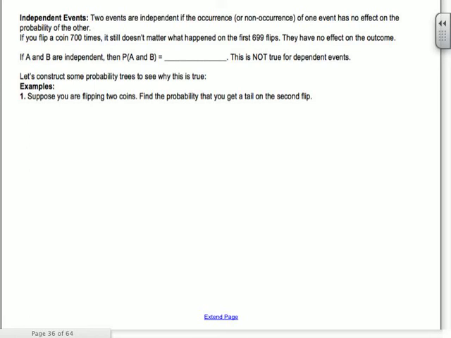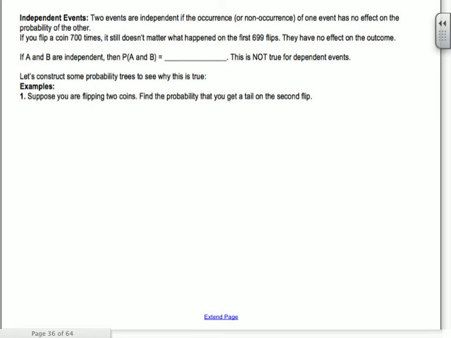Independent means no effect on the next outcome. So even if you flip a coin 700 times, it does not matter what happened on the first 699 flips. This is very strange for people, because even if a coin randomly landed on heads 699 times in a row, it still has no effect on the outcome. Your 700th flip is still either heads or tails, and it's still a 1/2 probability for each one. Does that make sense? That would be freakish, but it could happen.